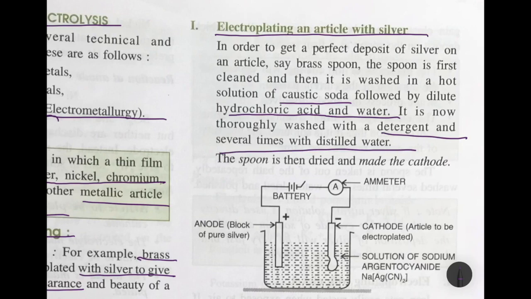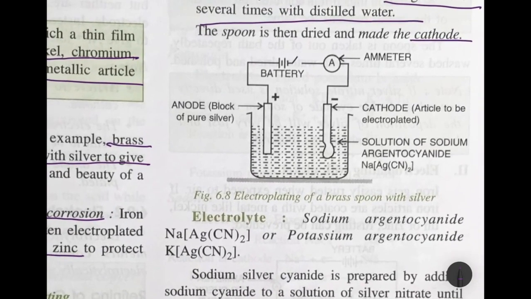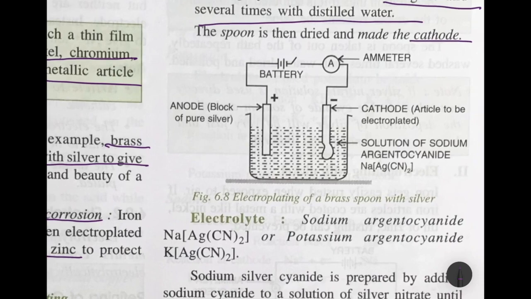Then the spoon must be totally dried, and then you know the spoon is the cathode, because it is in the cathode where the silver will come and deposit. Okay, now this is the electrolytic cell. So what do you take as the anode? The metal which is to be deposited at the cathode.